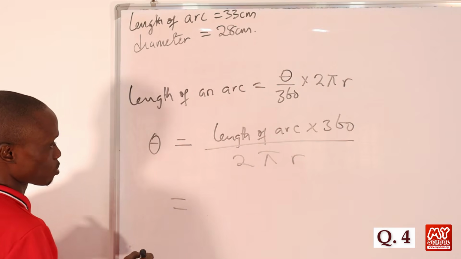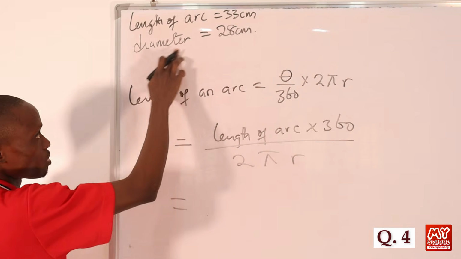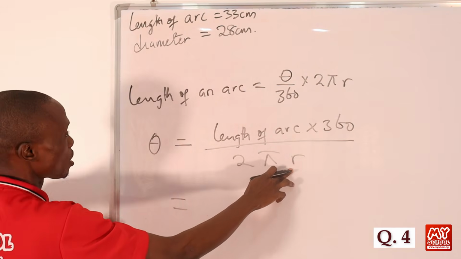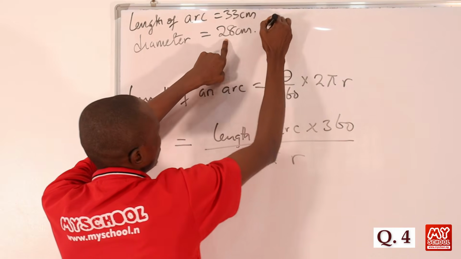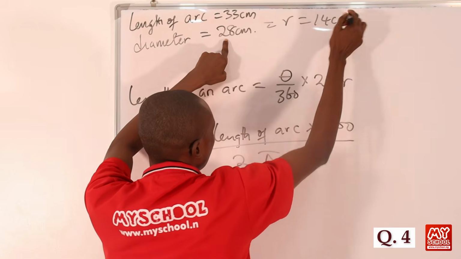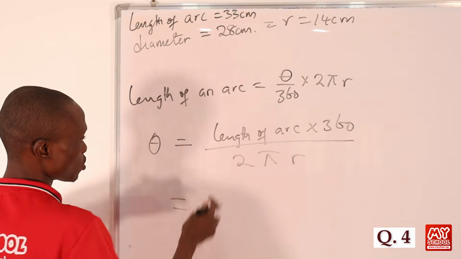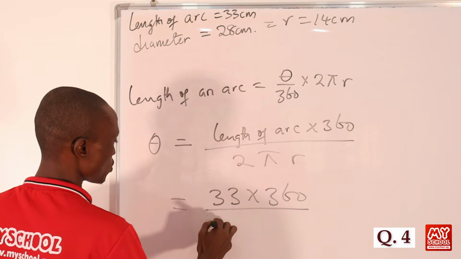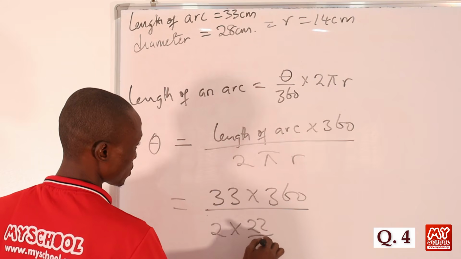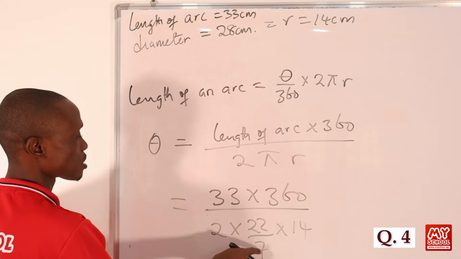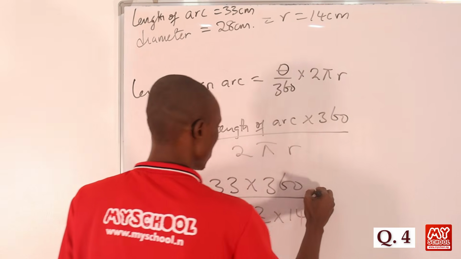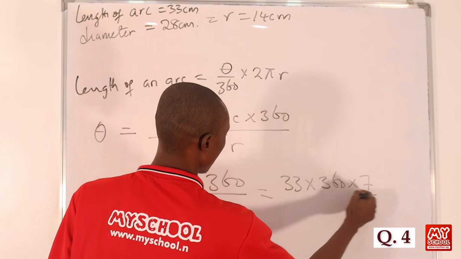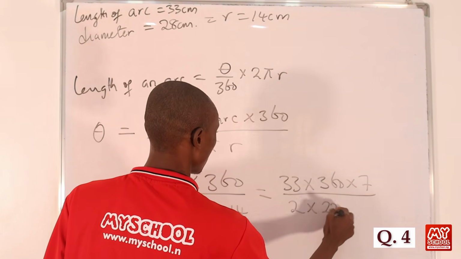Okay, so the next is for us to substitute our values. But remember, in this question, we are given diameter to be equals to 28. So from the diameter given to us, we can actually find the radius by simply dividing the diameter by 2, so that our r is equals to 14 centimeter. Okay, so let's substitute the values that are given to us. Length of arc is equals to 33, then times 360 all over 2 times 22 all over 7, then times 14. Okay, so this 7 is going to move up, so that we'll be having 33 times 360 times 7 all over 2 times 22 times 14.